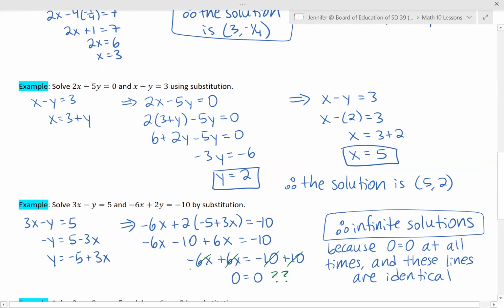But what we find is that the x's cancel out. We had negative 6x and plus 6x. So that just becomes 0. We had negative 10 plus 10. So that becomes 0.